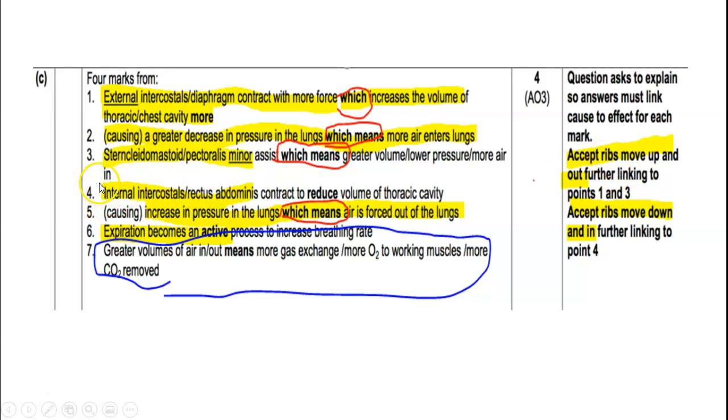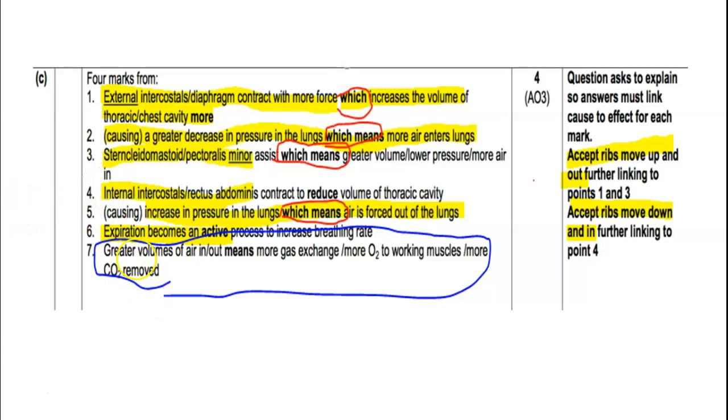Now, interestingly here, for expiration, it doesn't mention the diaphragm and external intercostal muscles. The reason for that is because during exercise, the diaphragm and the external intercostal muscles just relax during expiration. They can't relax more, they just relax. So they don't change. So that's why it isn't accepted in the mark scheme. Now, you could write it, you just wouldn't get credit for it.